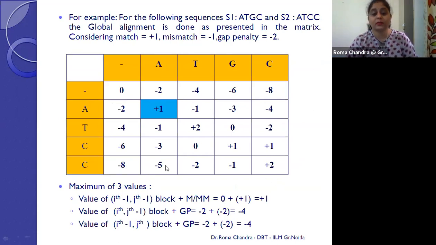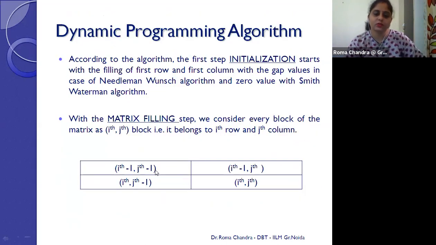Okay, how to calculate these values? While calculating these values, we'll consider that every block belongs to the ith comma jth position. I is representing the row and J is representing the column. So every block of the matrix is the ith comma jth block. And in order to fill the value in this block, I need to have the values from these 3 blocks.